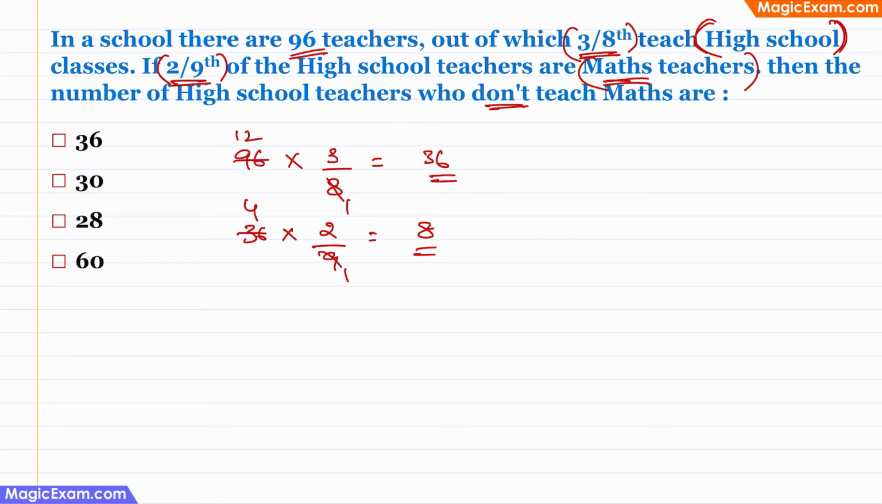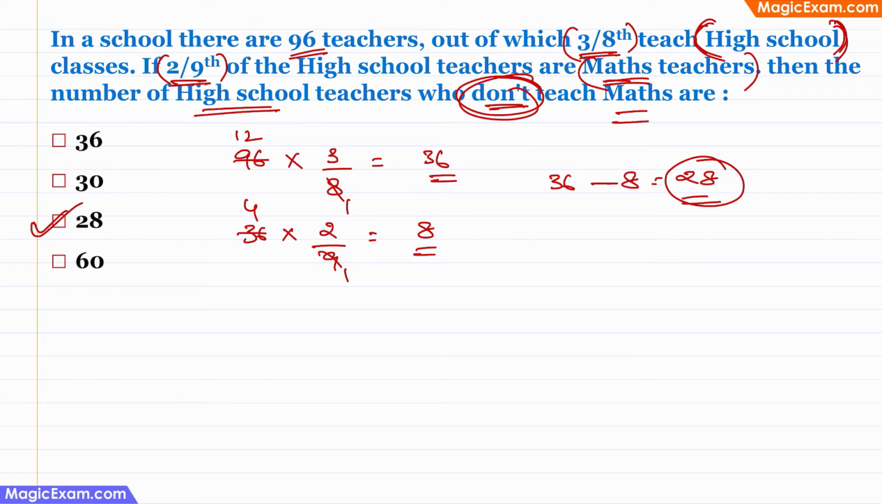Now we have to see how many of the teachers who teach in high school are not maths teachers. Therefore 36 minus 8 is equal to 28. So 28 are high school teachers who are not maths teachers. Therefore the correct answer is 28.